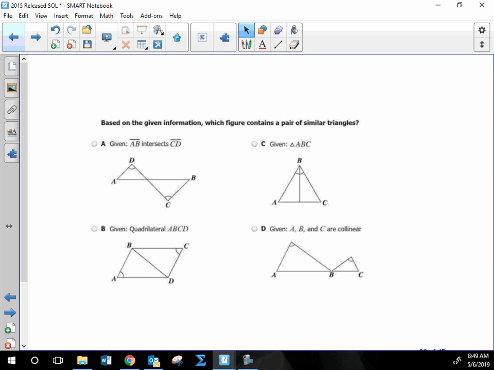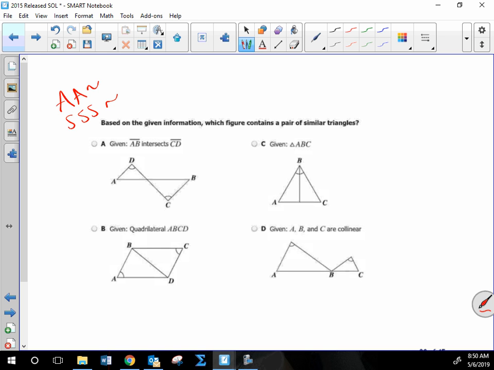Does this look like 20? Okay. Alright, so which figure contains a pair of similar triangles? So for similar triangles, we have angle similarity, side similarity, and side angle side. Alright, so AB intersects CD. Okay, it didn't tell us that it intersected equally, so I would know at least my vertical angles are congruent. So I would say this one by angle similarity.